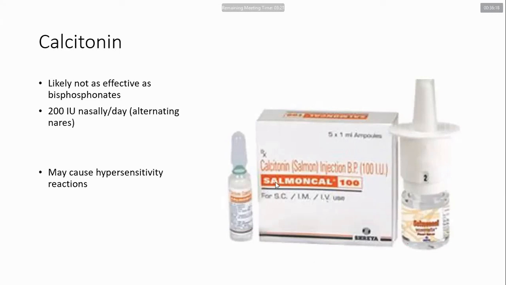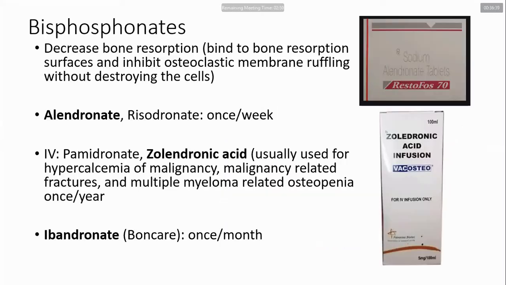So it is derived from the fish salmon. Okay, so that's the name, salmon cal. So it is also effective in treating osteoporosis, either taken nasally or injectably. But the issue with this is that it can cause hypersensitivity reactions, and it takes a long time to show its effect. So these are the quite popular ones, bisphosphonates, which are routinely used for treating osteoporosis.